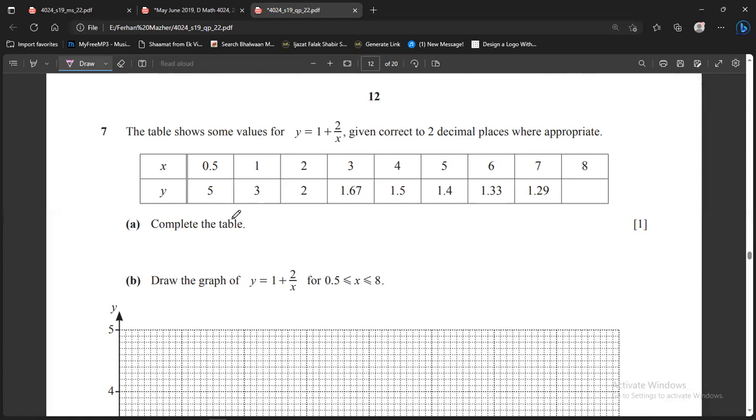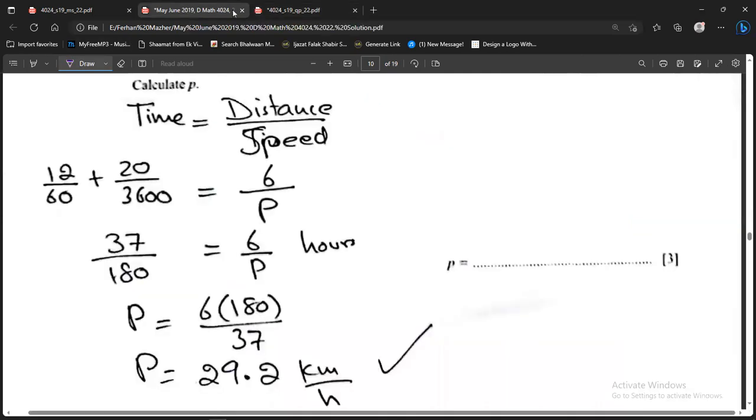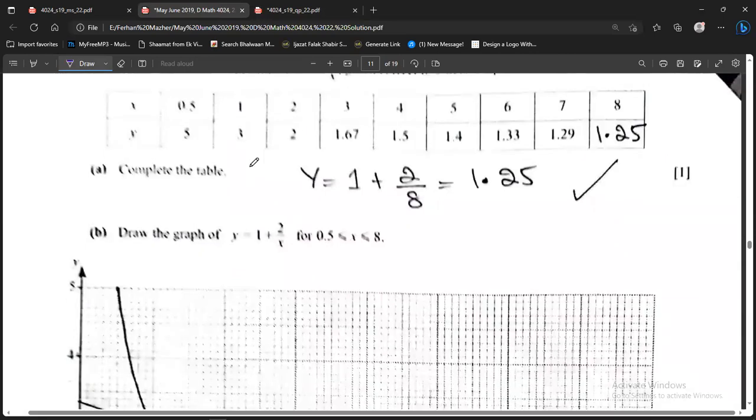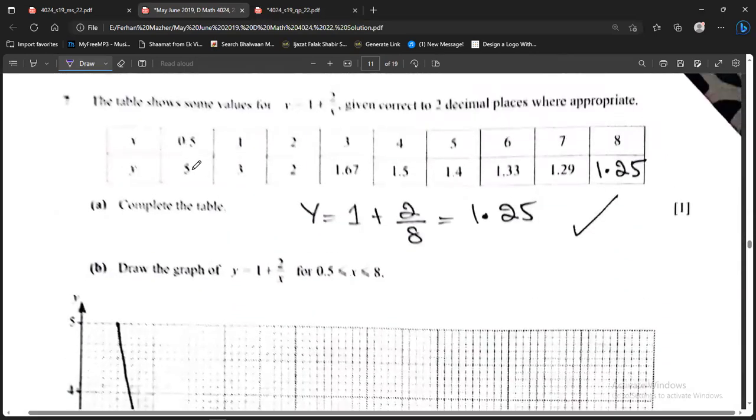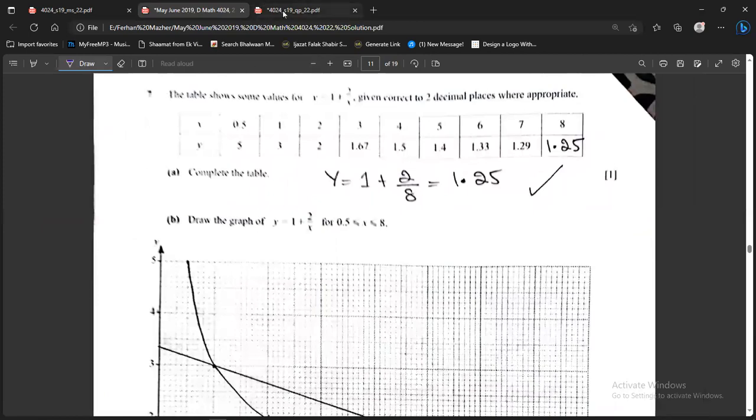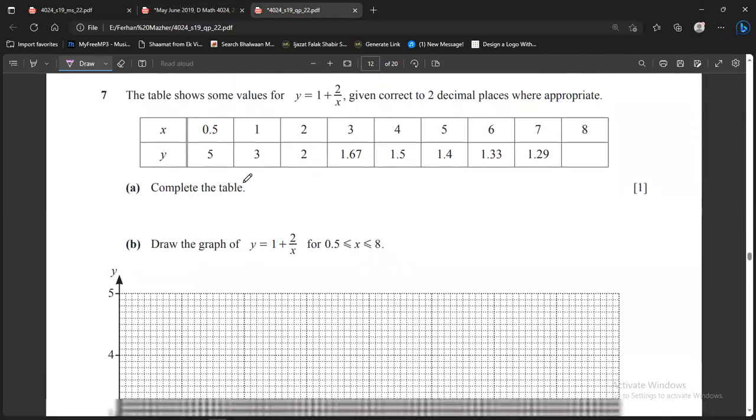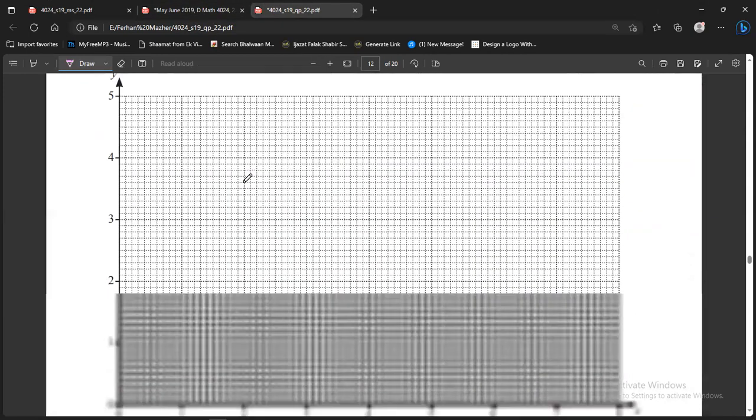When x is 8, we don't know the value of y. Simply substitute the value of x as 8 in that equation. So let me show you. I have done that. So 1 plus 2 divided by 8 will be equal to 1.25. So the value here will be 1.25. Okay. So now, he says, complete the table. Then he says, draw this graph.